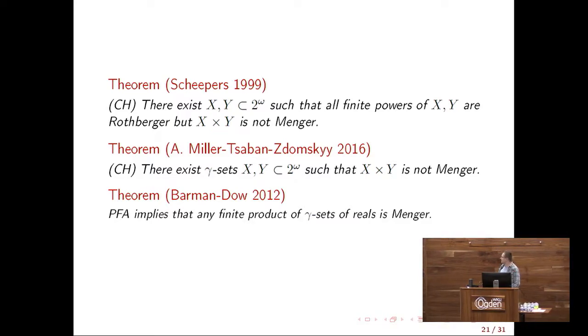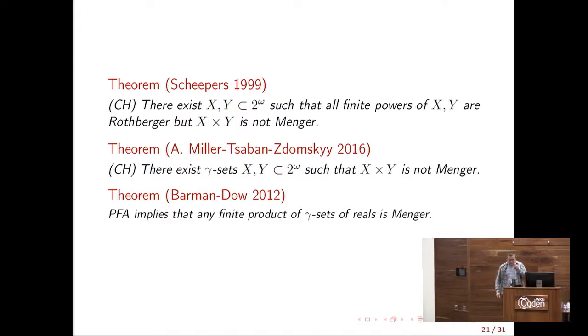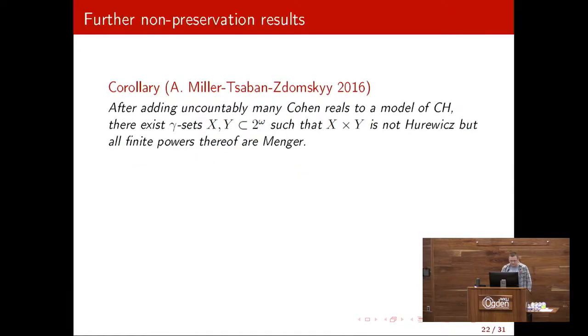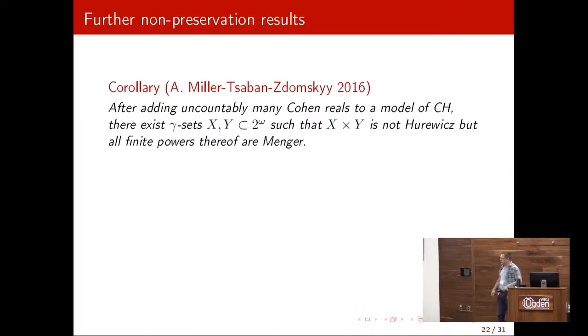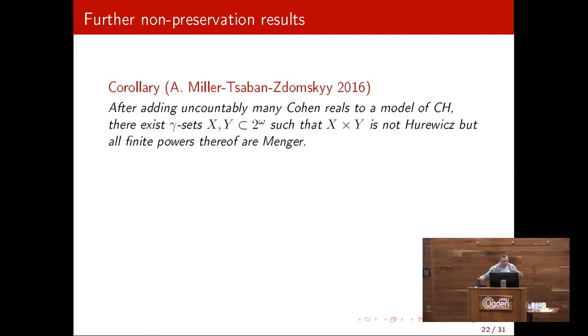Good. So this is one of the, if you know any other such examples, please tell me. I think that's the only one of this kind that I know, where you do something under CH and cardinal characteristics will never help you to do it. Good. But you can anyway get a similar result in models of non-CH by adding many Cohen reals, simply because gamma sets are preserved by Cohen reals, and if the product were not Hurewicz, not Menger in the ground model, it can never become Hurewicz.